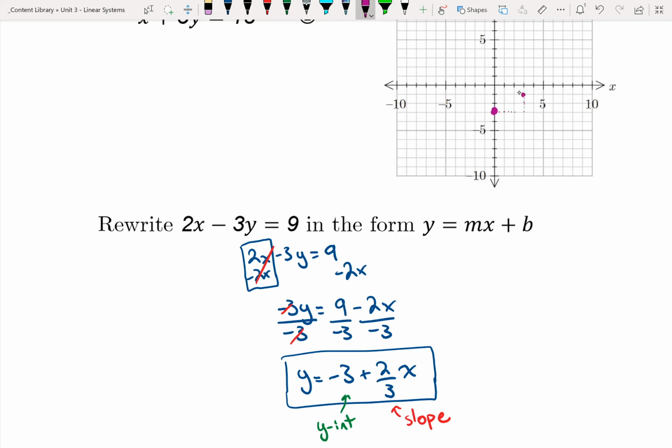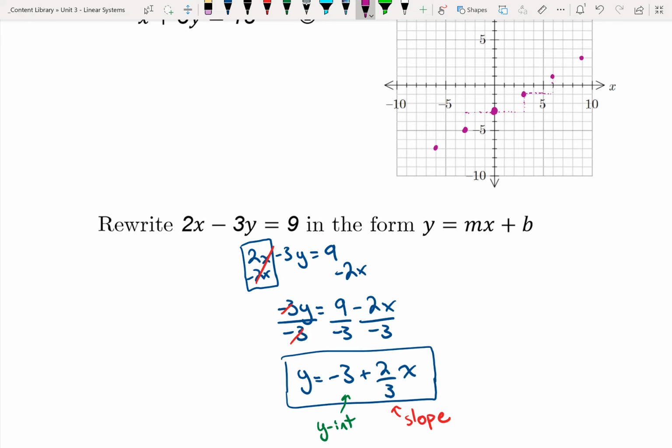And I can go in the other direction, to the left 3, down 2, continue that pattern until I'm comfortable enough to use a ruler to connect all my points. So that is equation 1.